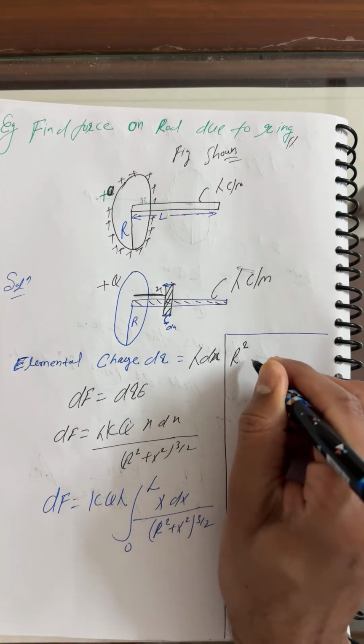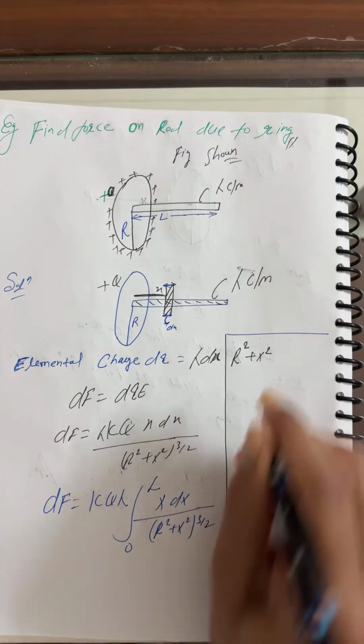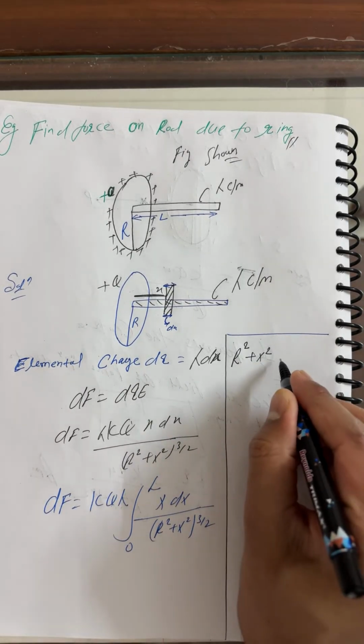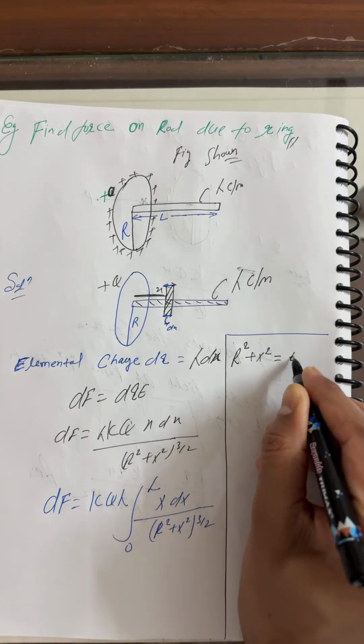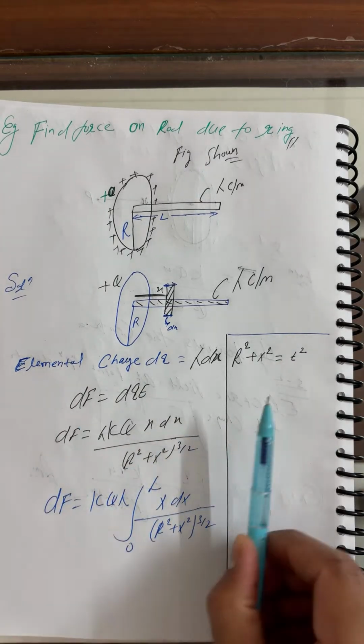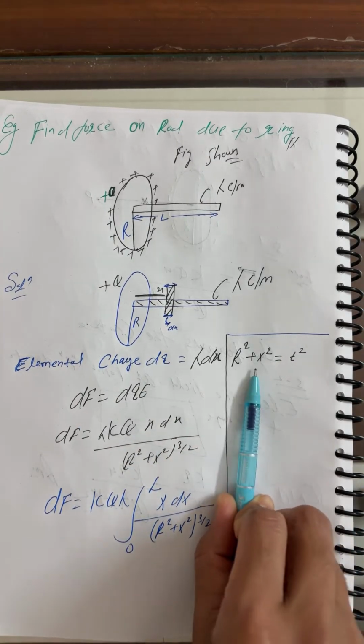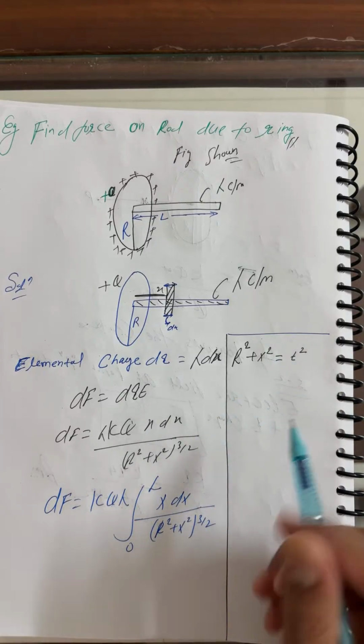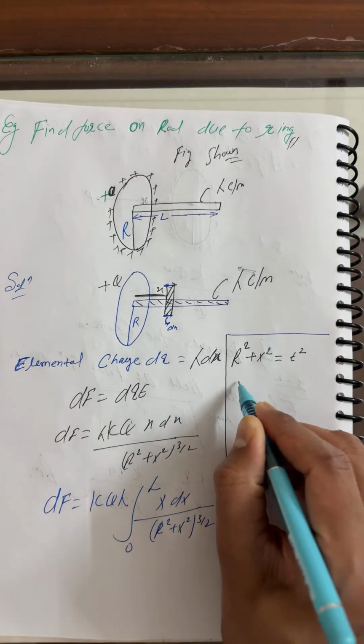R square plus... Here I'm considering R square plus X square, which is equal to T square, right? So R remains constant here, X is a variable. So just differentiate both sides.